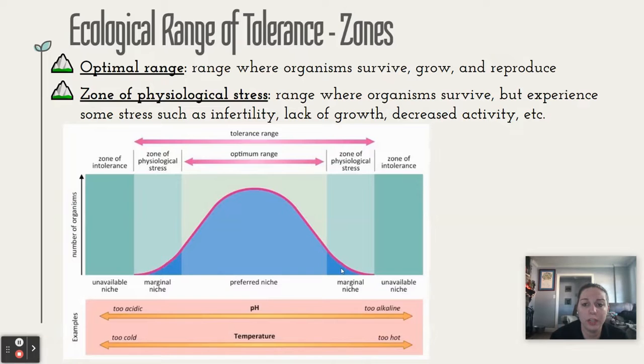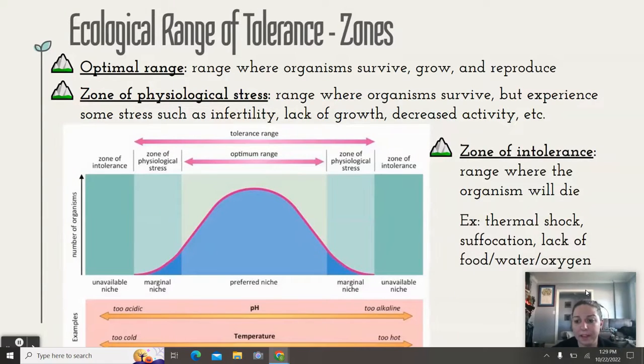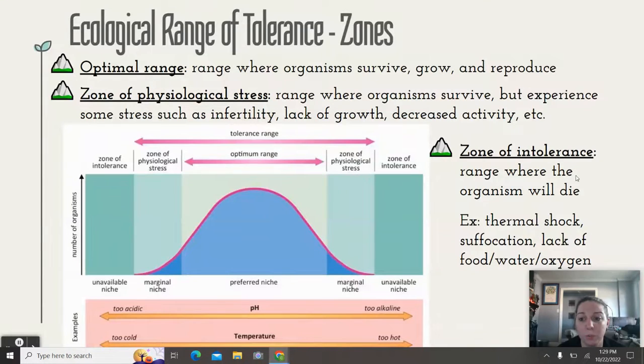So here is where organisms are still going to be able to live. They're not going to die yet, but they could have some kind of stress like infertility or lack of growth or development or decreased activity. So we're not going to have as many organisms because of their inability to develop or reproduce. And then lastly, we have the zone of intolerance, which is where the organisms actually will be dying. That could be because of thermal shock, suffocation, lack of food, water, nutrients, oxygen.